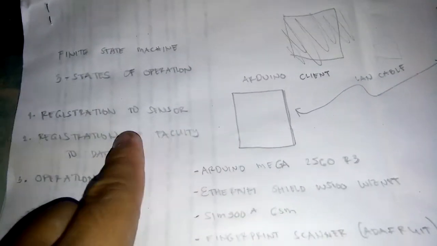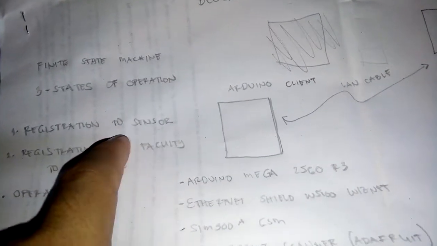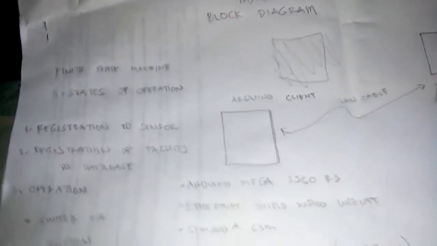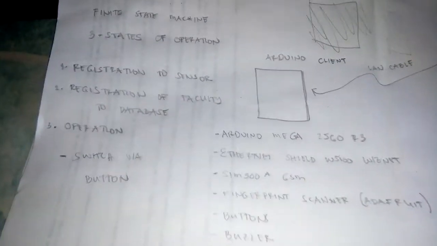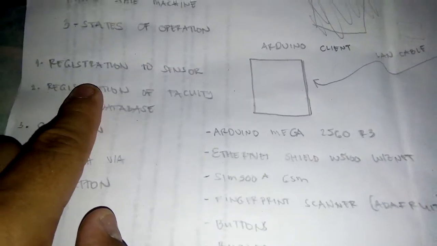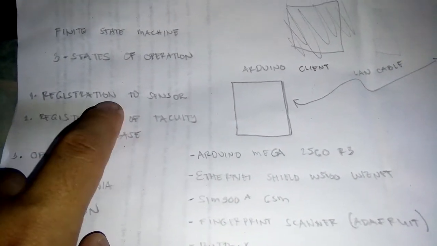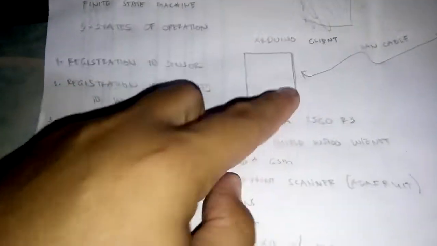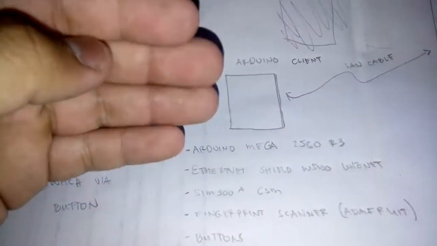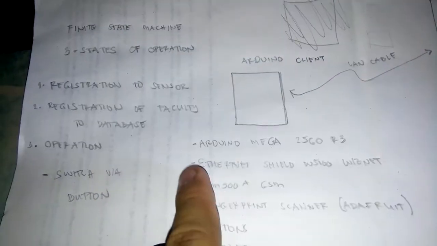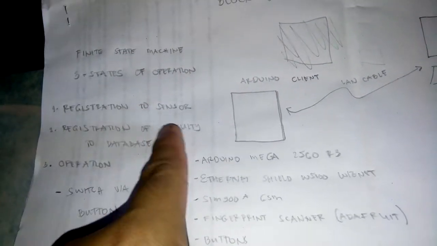So imagine that this is your machine. Okay, you have a machine like this one, and you want to register a faculty. First is to register their fingerprint to the Adafruit fingerprint scanner. So we'll be pressing a button, and we'll go to state 1. So in state 1, the Arduino will work to register the finger to the fingerprint sensor.